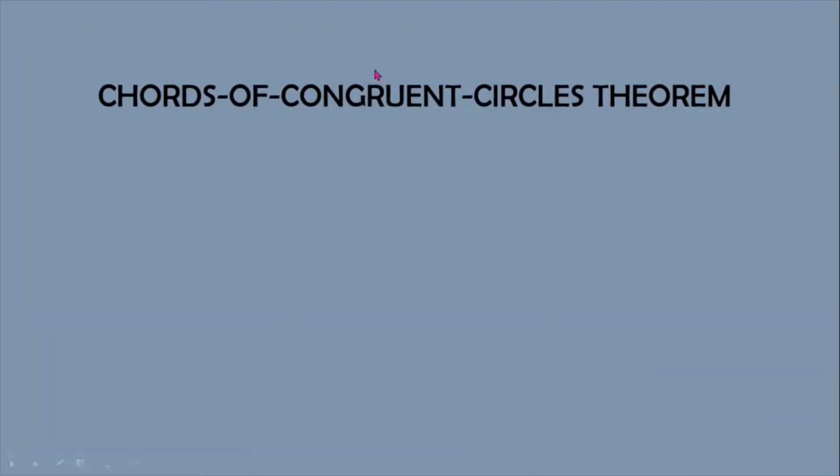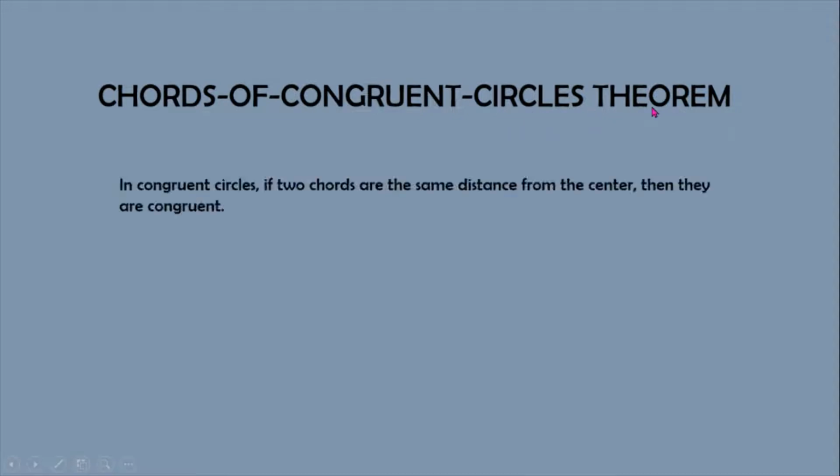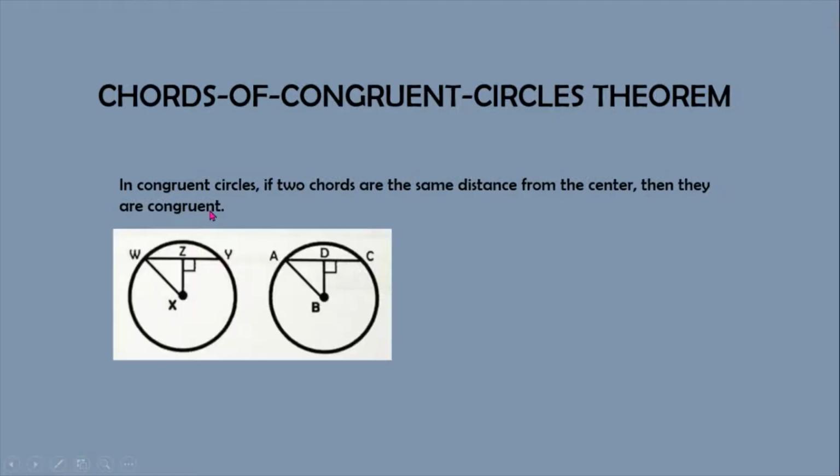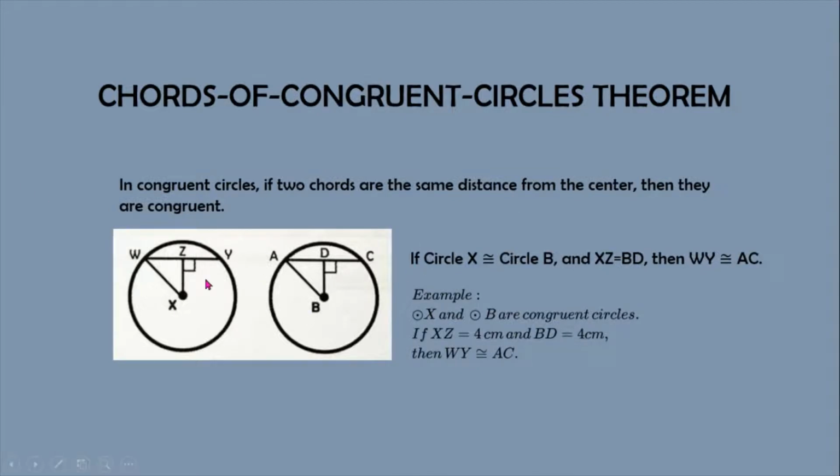Next theorem, chords of congruent circles theorem. In congruent circles, if two chords are the same distance from the center, then they are congruent. For instance, given this illustration, given two congruent circles X and B, if XZ measures 4 centimeters and BD also measures 4 centimeters, this means that XZ and BD are equal. And then, this also implies that chords WY and AC are congruent.